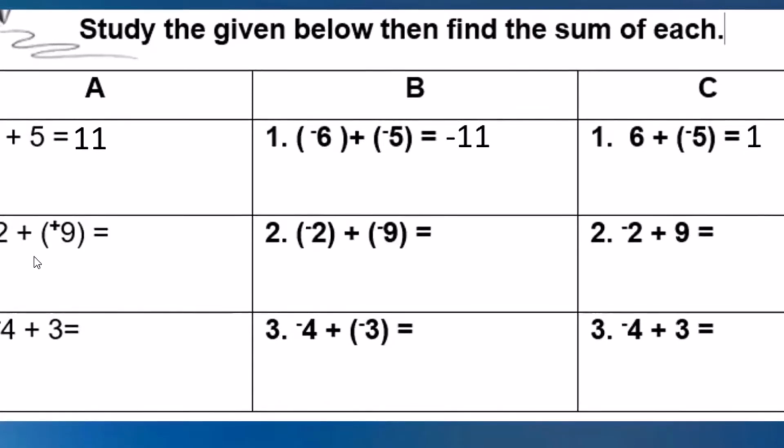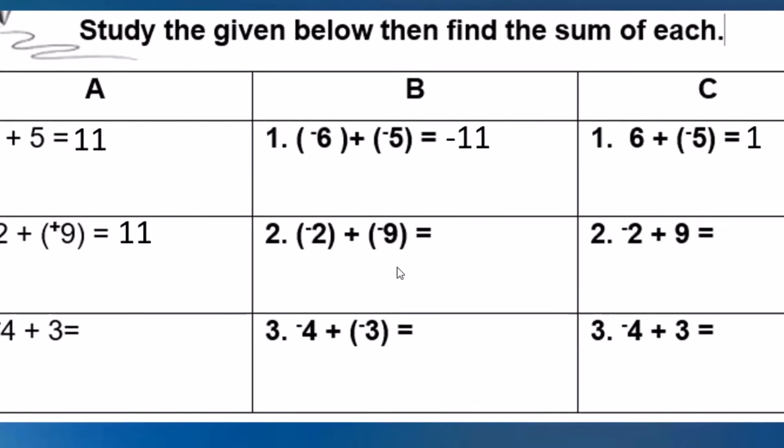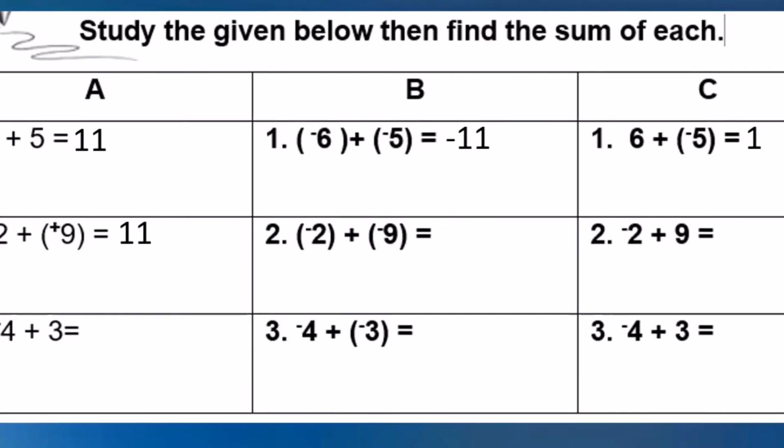Column A, number 2. So 2 plus 9 is equal to 11. And column B, negative 2 plus negative 9. So in terms of chips, mayroon tayong dalawang yellow chips at mayroon tayong 9 na yellow chips. So walang red chips, i-add lang lahat ng yellow chips. So we have negative 11 o mayroon tayong 11 chips.